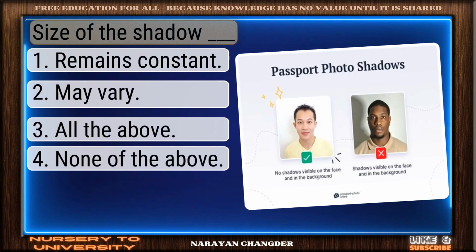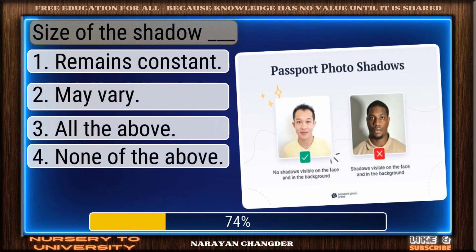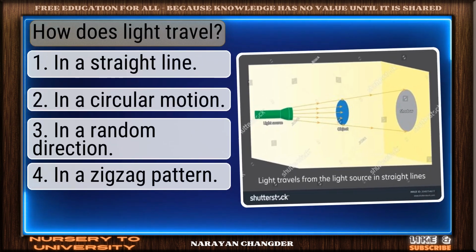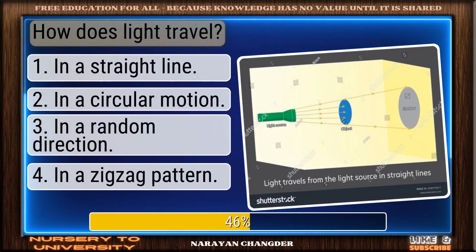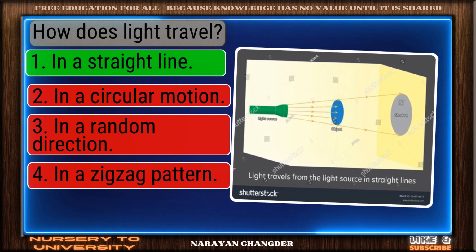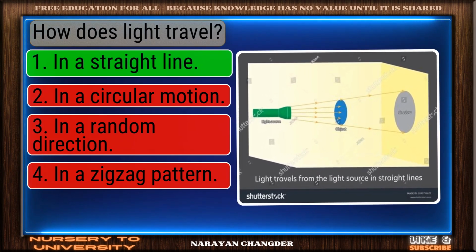Size of the shadow dash. Valid point. May vary is true. How does light travel? On track. In a straight line is the correct answer.